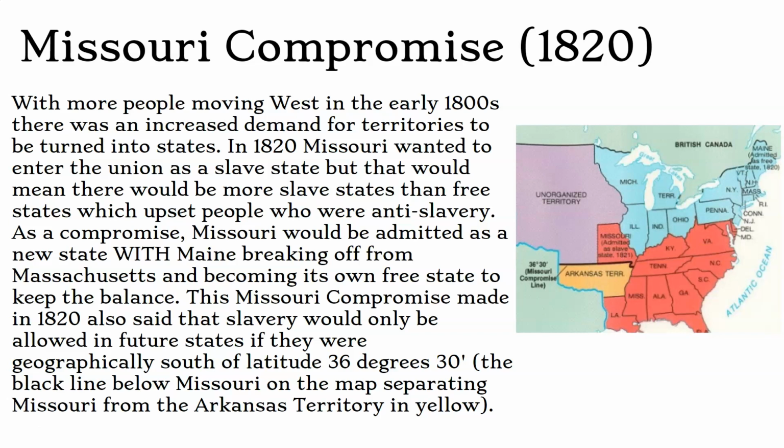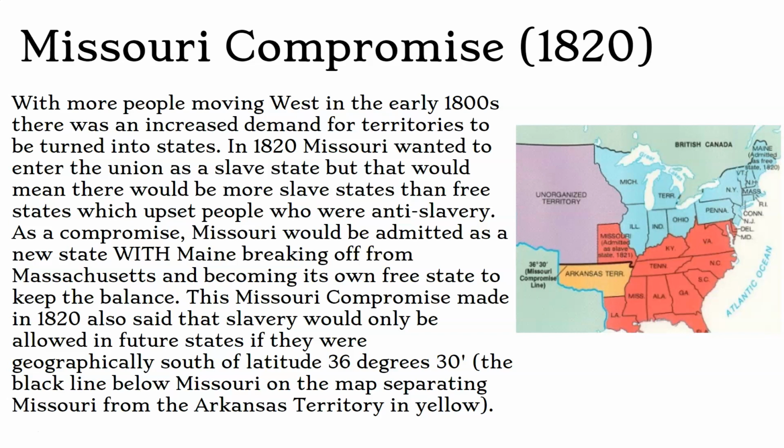So as a compromise, Missouri would be admitted as a new state along with Maine, breaking off from Massachusetts to become its own free state to keep the balance. So remember, way back when, Massachusetts and Maine were one thing, just called Massachusetts. But to make this compromise, they actually split Massachusetts. You have Massachusetts, and then you have Maine, the detached part. Maine enters as a free state, Missouri as a slave state, and it's keeping it balanced.